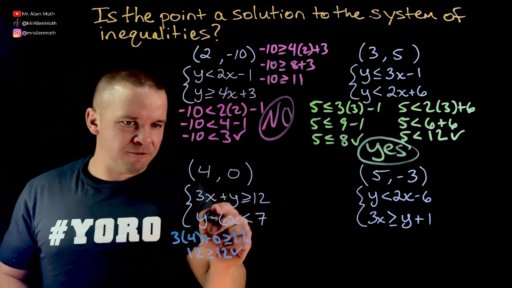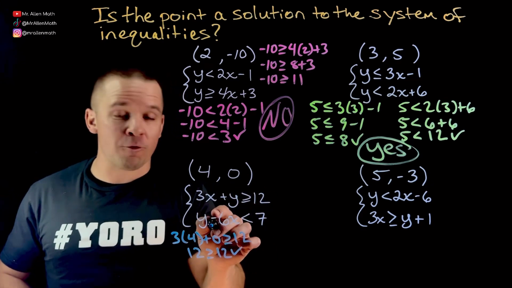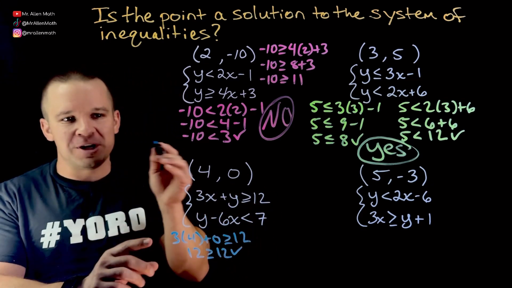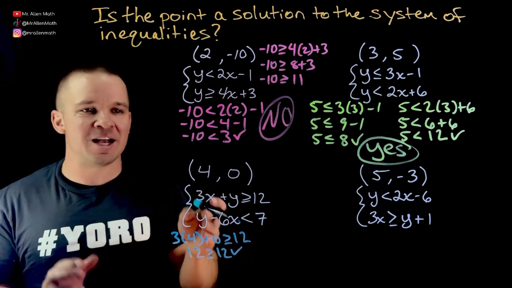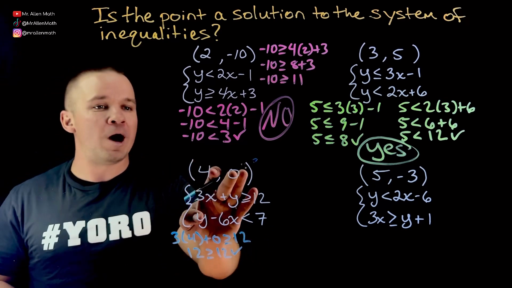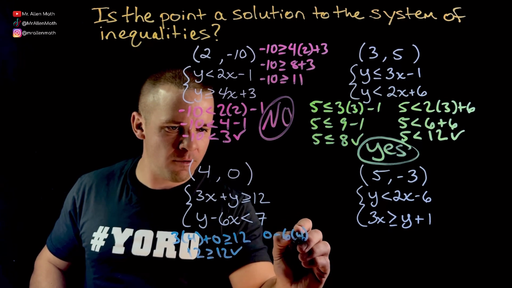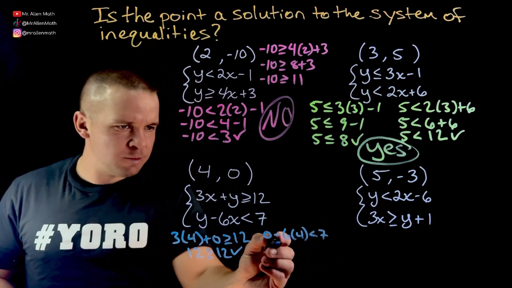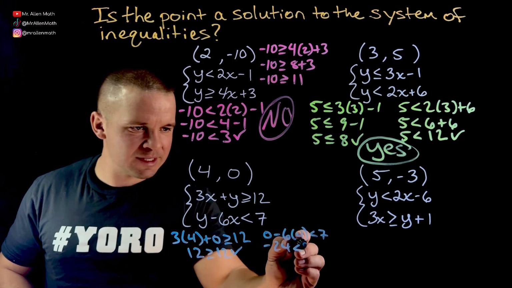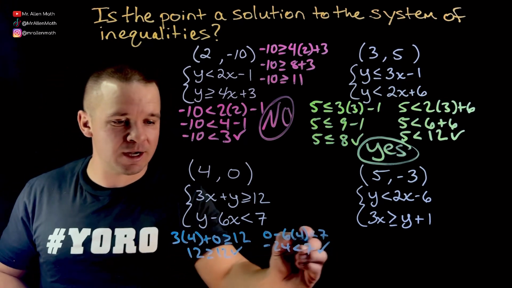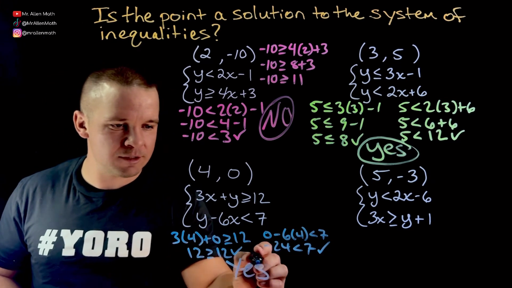Next one. We got 4 going in for x and 0 going in for y. Be careful with these. Don't think it's the first variable every single time. People make that mistake. They just throw 4 in here. Y is 0. So I got 0 minus 6 times 4 is less than 7. So we got negative 24. Is that less than 7? Yes, it is. Check. Our answer is yes for this one.